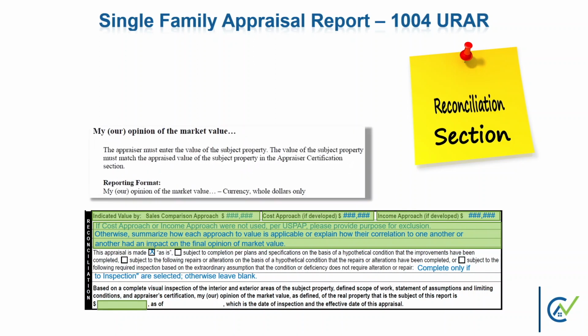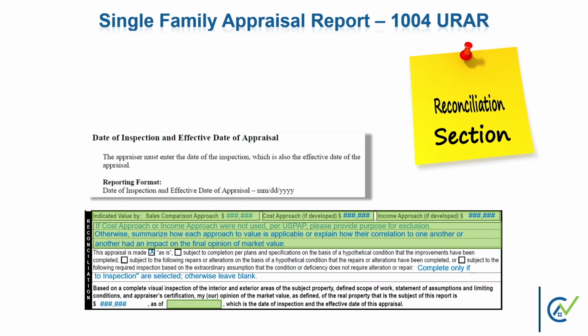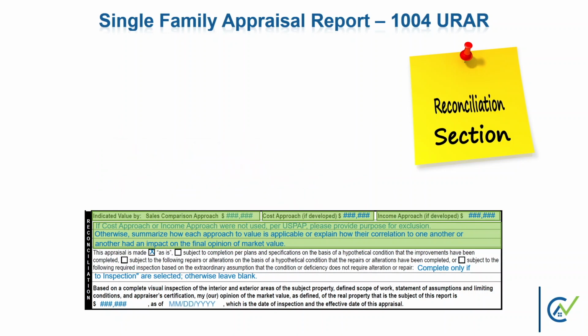Finally, the appraiser will include their opinion of value. This is based on the definition of market value included in the pre-printed form. The appraiser will also enter the date of inspection and the effective date of the appraisal, which should be one and the same for a mortgage financial transaction.